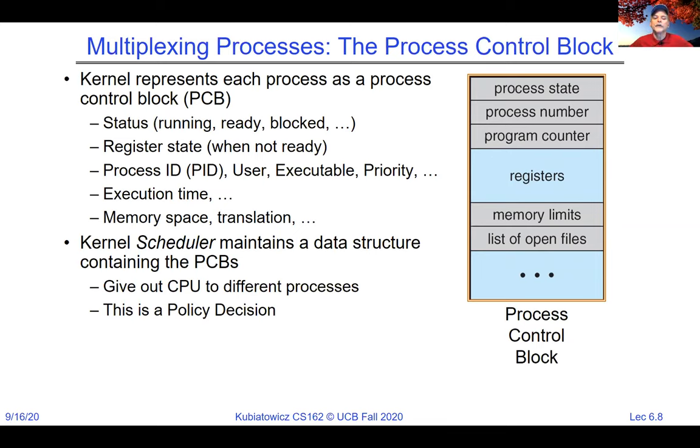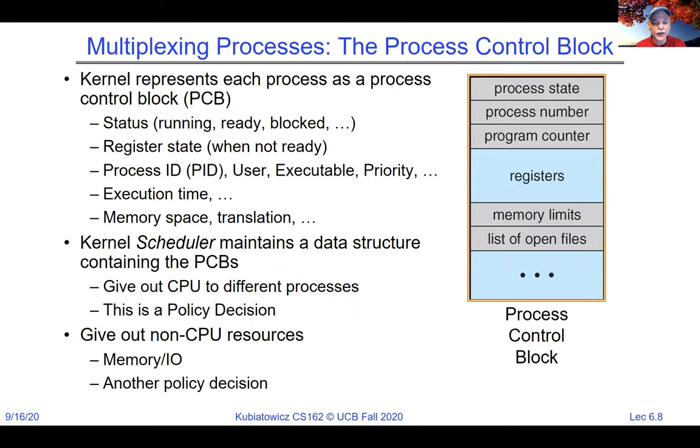The scheduler is going to maintain a data structure containing all of these process control blocks, and it's going to decide for each process and each thread within each process who gets the CPU. And we're going to have a whole lecture and plus on different schedulers. So the question of who gets the next little slice of CPU is an extremely interesting policy decision, but that's for another day. Okay, and the scheduler is also going to be giving out potentially non-CPU resources like memory, I/O, etc. So the program counter, of course, is pointing at where in the code that particular thread is currently running.